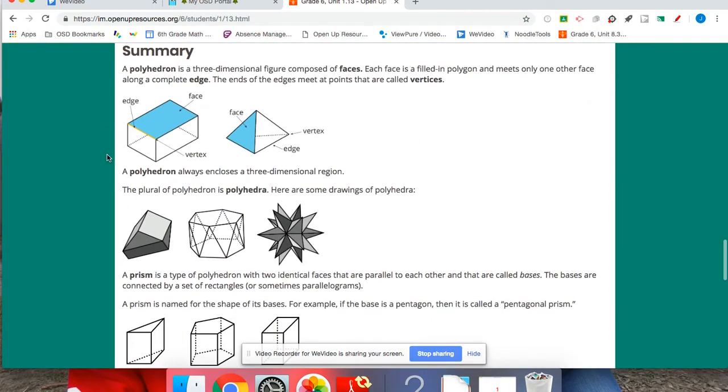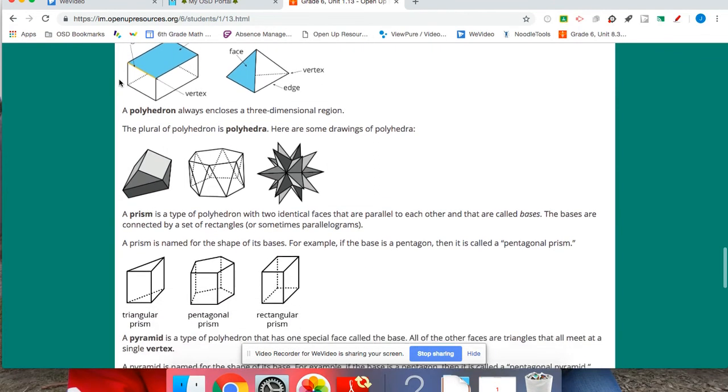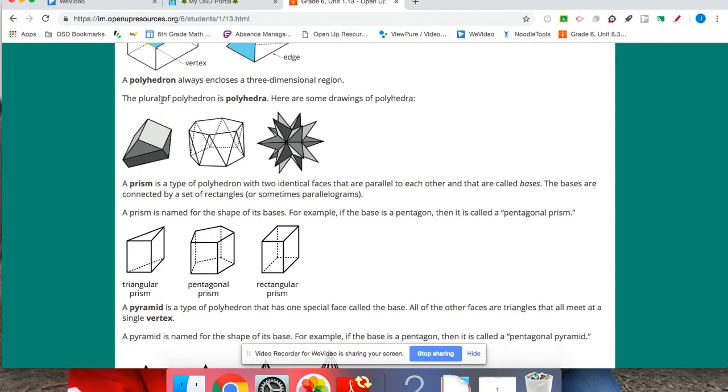And here's the lesson summary. A polyhedron is a 3-dimensional figure composed of faces. We call them faces, not sides. The ends of the edges meet at points that are called vertices. So some examples of polyhedra. The plural of polyhedron is polyhedra.